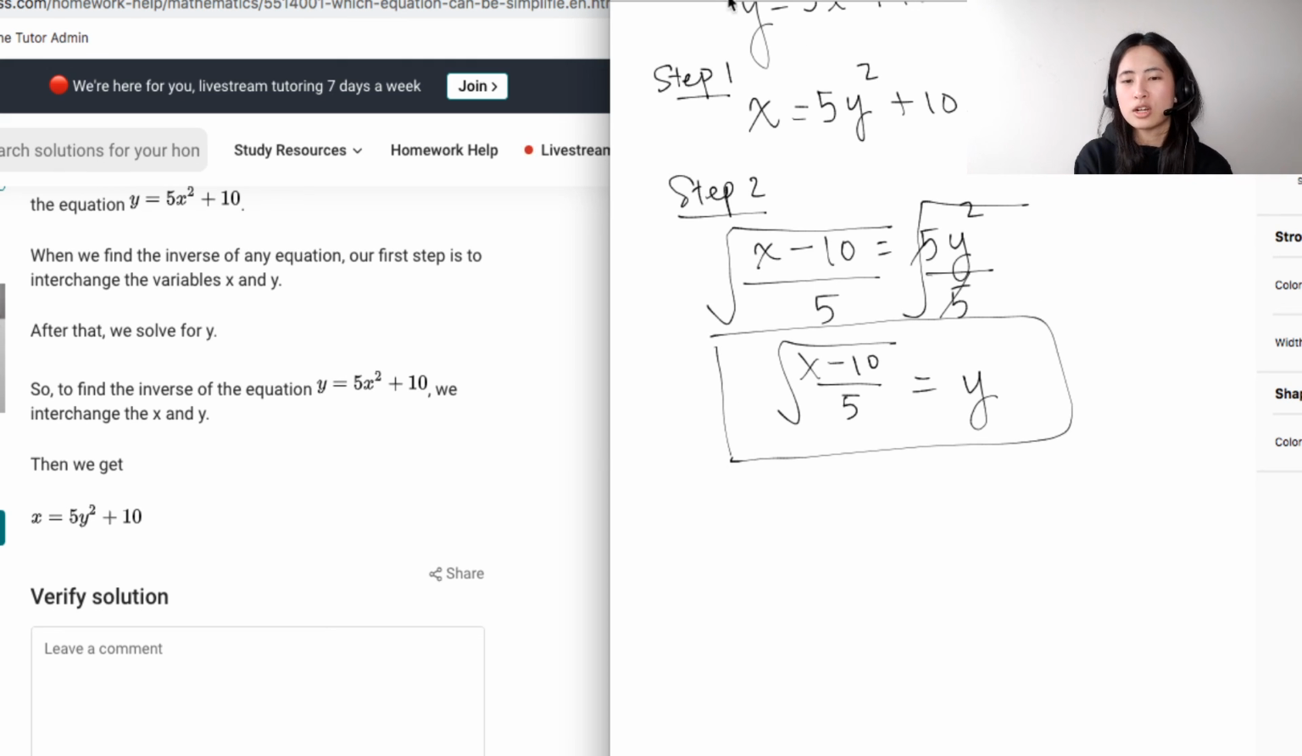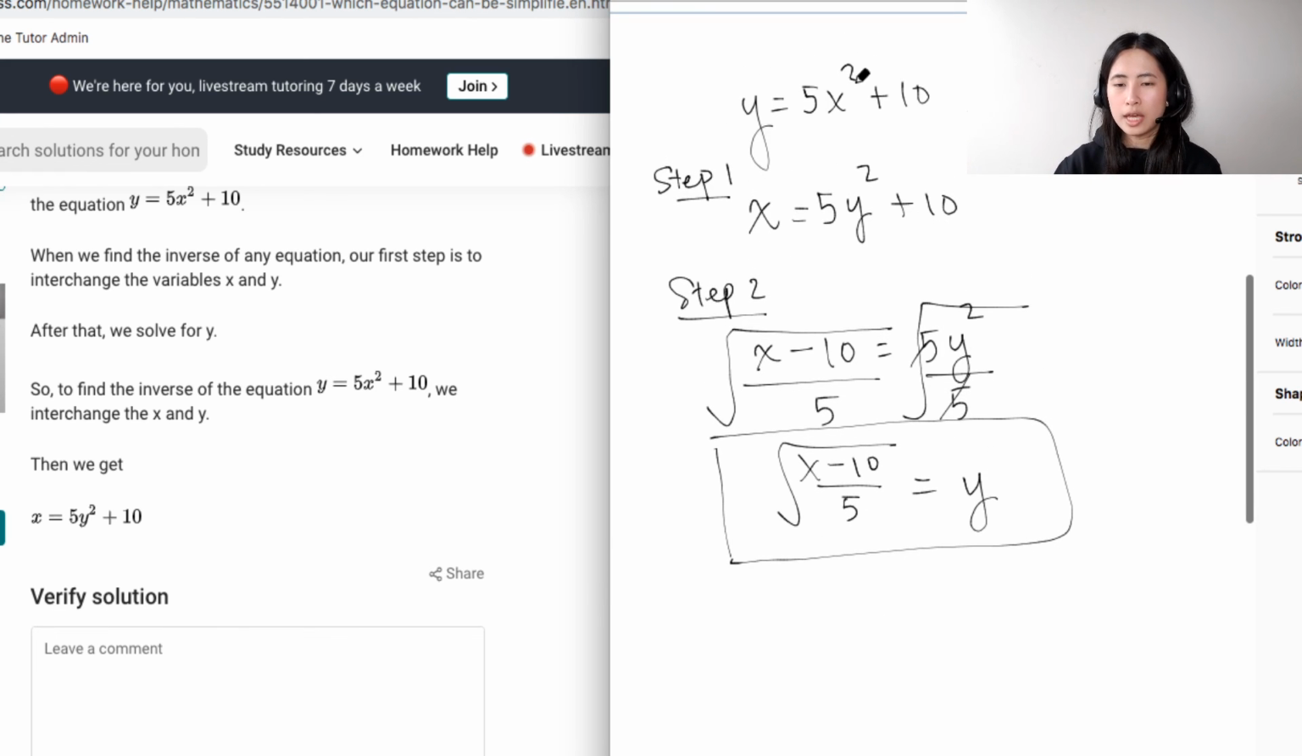So yeah, you interchange your variables and then you solve for y. So that's how we find the inverse. And then let's say you're interested in trying to figure out whether there is really an inverse. I'm not going to do that right now because that's not the whole point of this class, but I just wanted to let you know that anytime you're trying to find the inverse of a function, a way to double check that is to actually compose your functions.